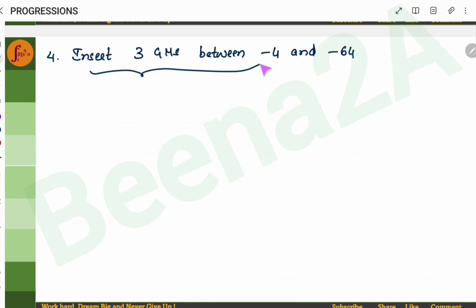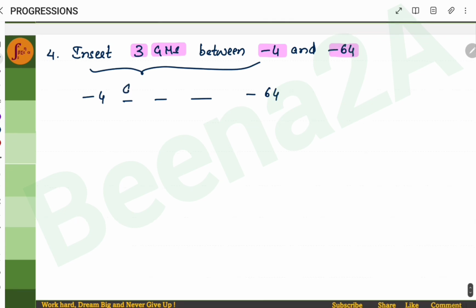Now let's look at the fourth problem. Insert 3 geometric means between minus 4 and minus 64. So first term is minus 4. Then you have minus 64 as the last term. In between you have 3 geometric means. Let's call them G1, G2, G3.